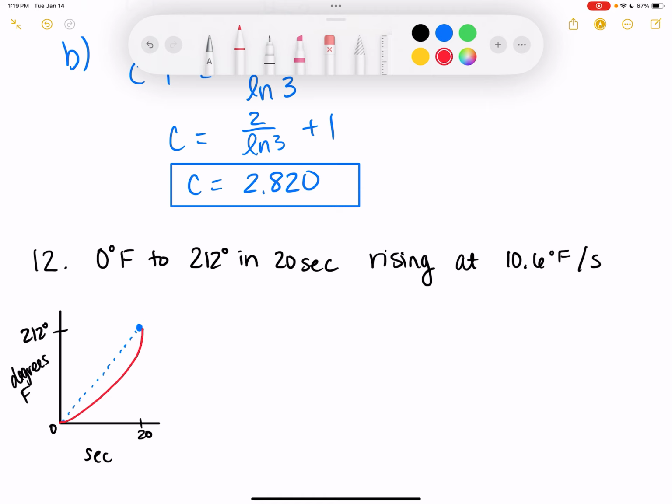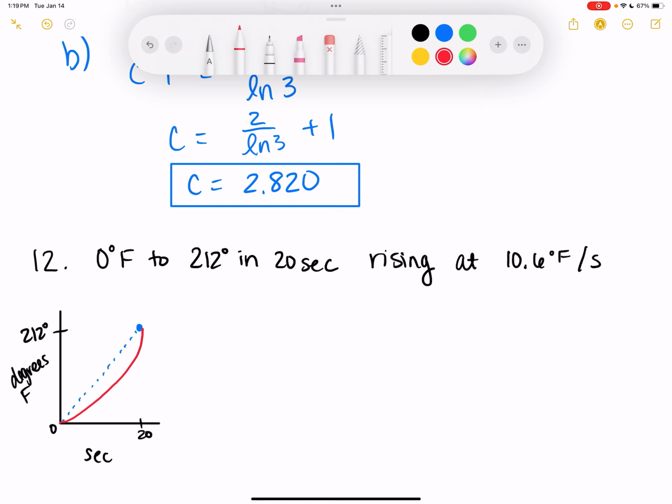Not gonna lie, I was kind of expecting it to go the other way, like it'll go up a bit faster, and then once it gets closer to boiling, it'll start to slow down. But that's just how I imagined it. It's possible. Either way, the graph makes an arc. It's not just straight. So we're rising at 10.6 degrees Fahrenheit per second at some point in here.